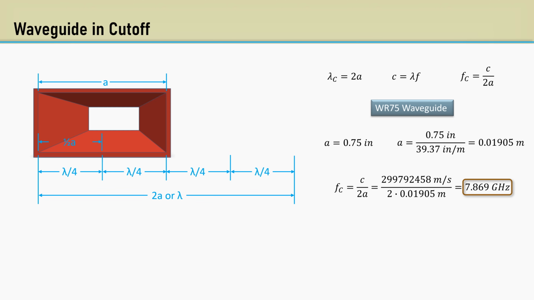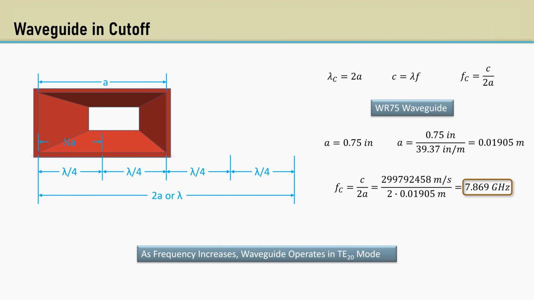What happens at the high frequency end? As frequency increases, there becomes more than 1/2 wave in the electric field of the broad wall. The waveguide will now operate in a higher mode, which would be the TE20 mode. The TE20 mode is sometimes used to minimize loss, but the waveguide must be twice as broad as used in the TE10 mode.